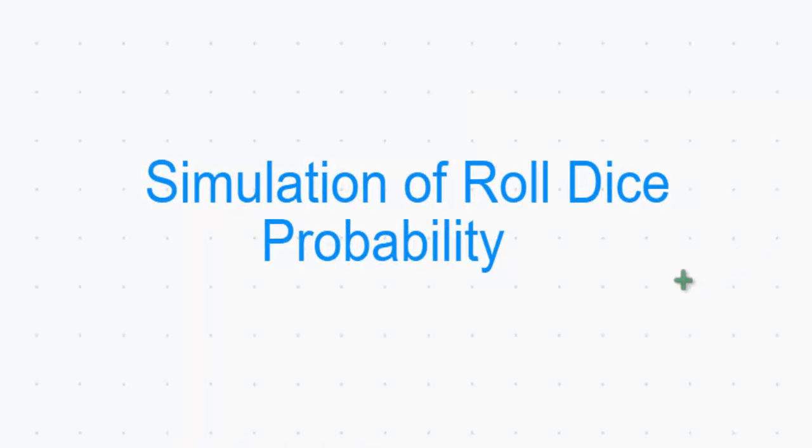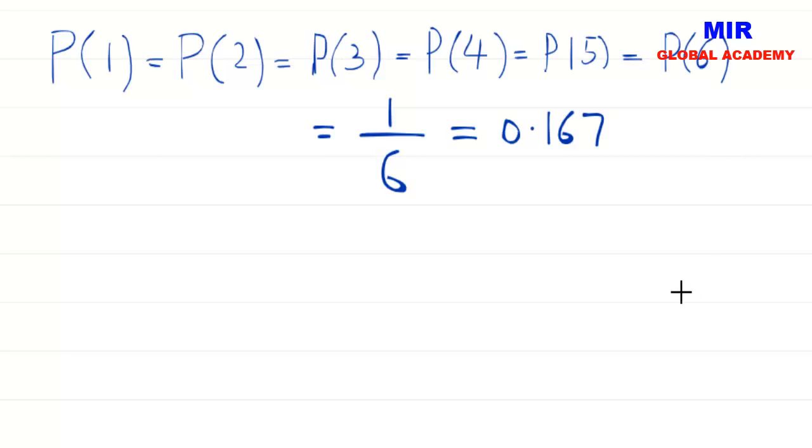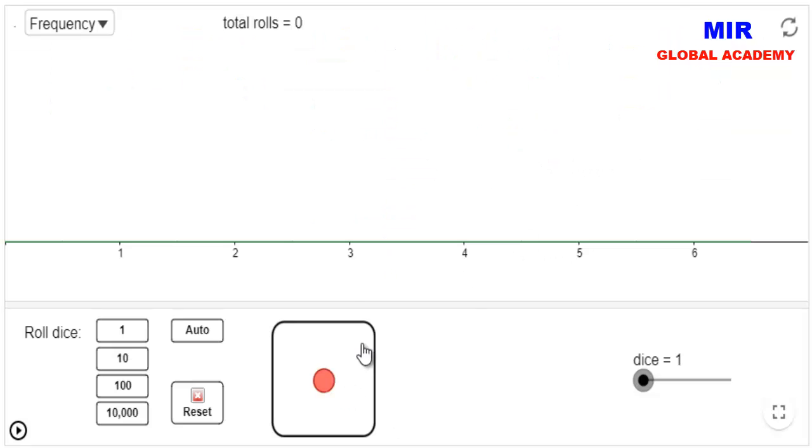In this video, we are going to see the simulation of the roll of dice, and from that we will find the probability of the experiment. We know that in rolling a dice, the probability of every outcome is equal to 1 over 6, that is 0.167. This is our dice, and let's roll this dice 10 times.